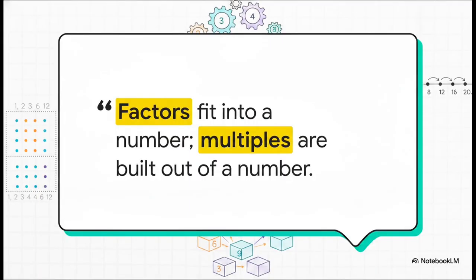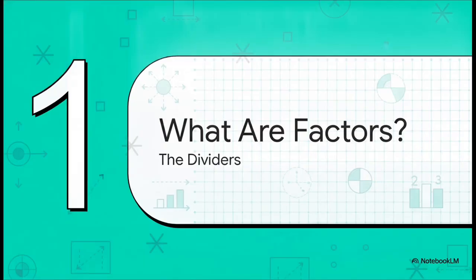Okay, if you remember absolutely nothing else from this explainer, I want you to keep this one golden rule in mind. Factors fit perfectly into a number. Multiples are built out of a number. If you just hold on to that single sentence, you'll immediately grasp the complete opposite nature of these two mathematical ideas. Let's dive straight into section 1.